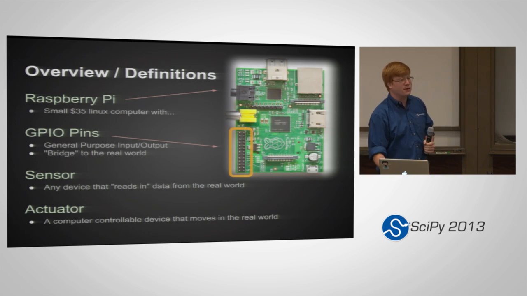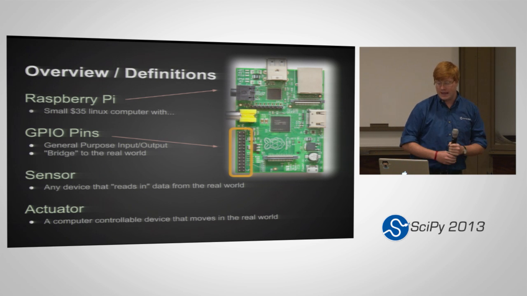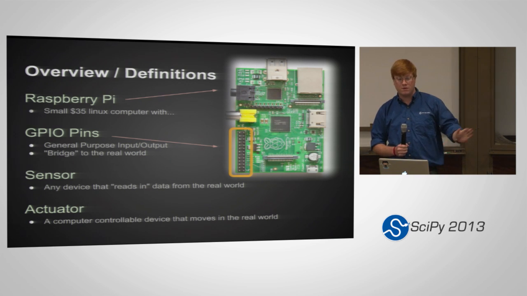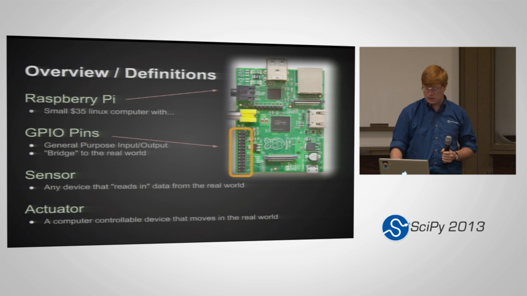And a sensor is basically anything that reads data from the world, and an actuator is anything that can affect the world through motion, light, sound.